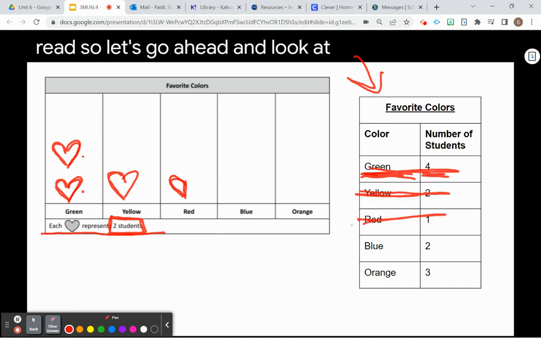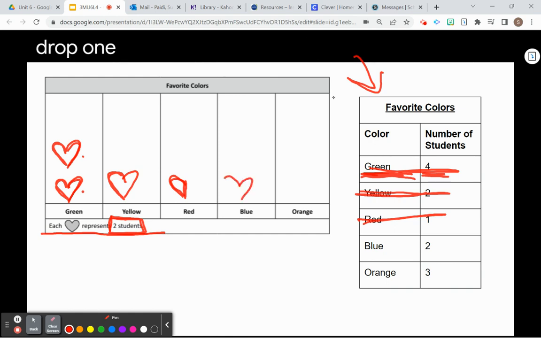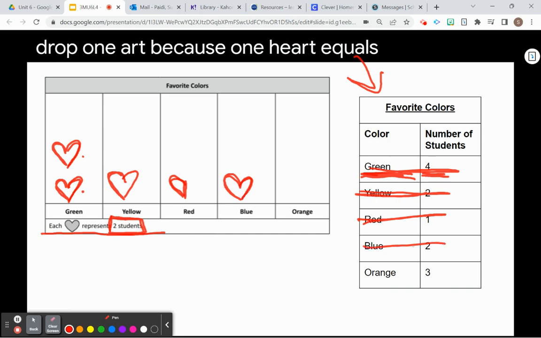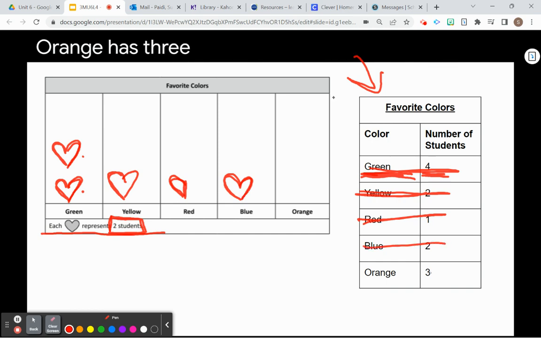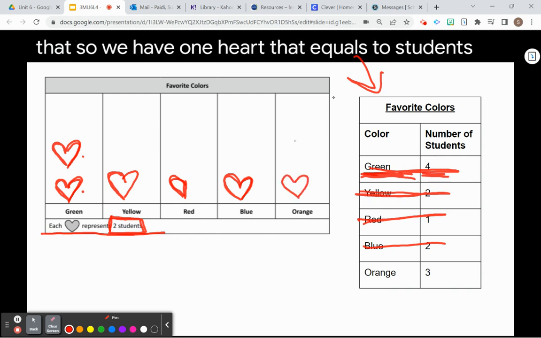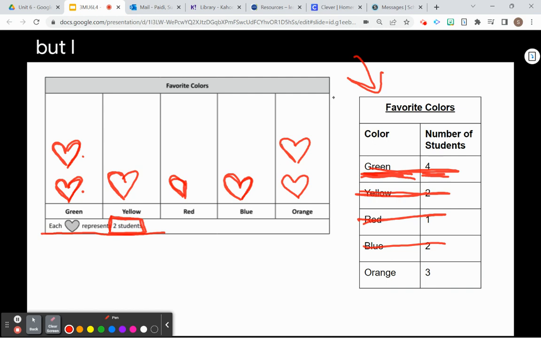So let's look at blue. Blue, we have 2 students, so we're going to draw 1 heart because 1 heart equals 2 students. Now let's look at orange. Orange has 3 students. We have 1 heart that equals 2 students, but I can't draw 2 hearts because it's not 4 students who like orange, it's only 3.